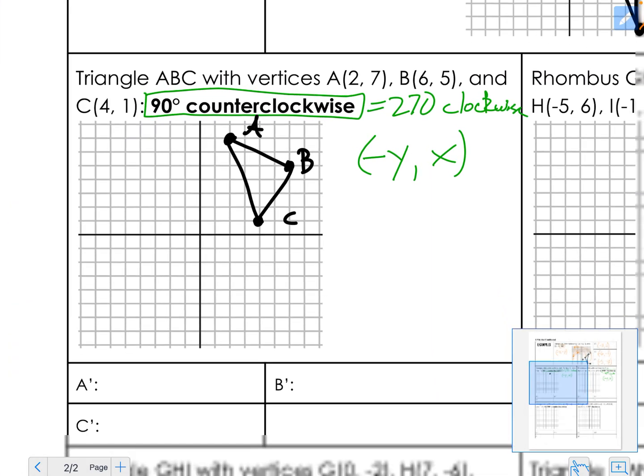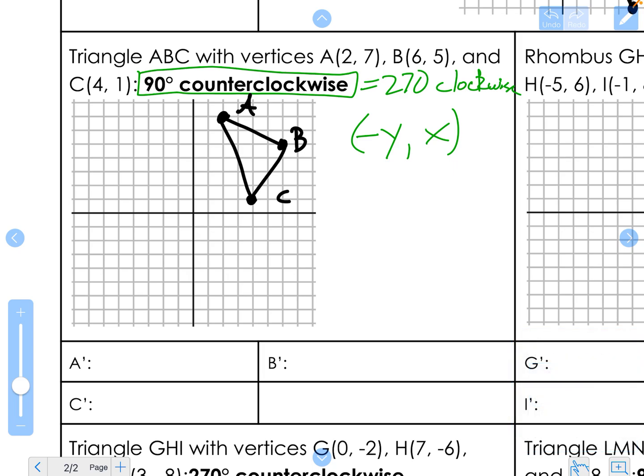So let's figure out where these 3 points would go. So I need to flip my x and y coordinates and add a negative to my y. So I'm going to end up with a negative 7, comma 2 for A. B is going to end up with a negative 5, comma 6. And C is going to equal negative 4, comma 1.